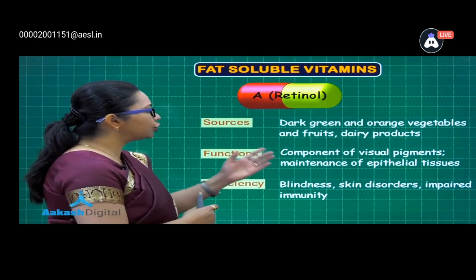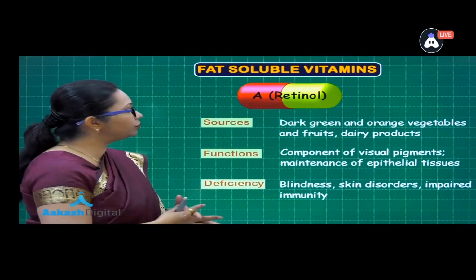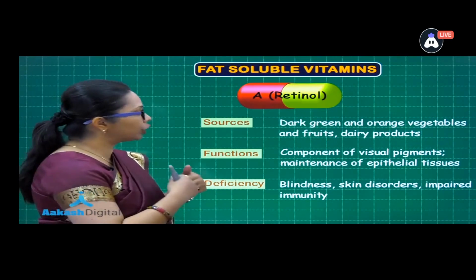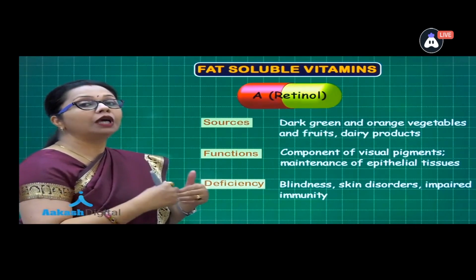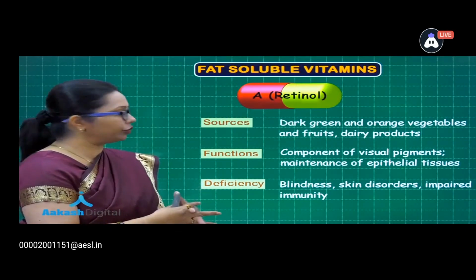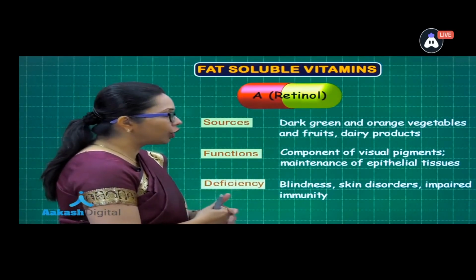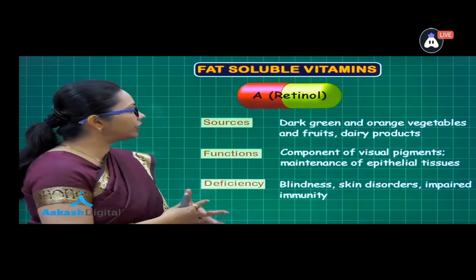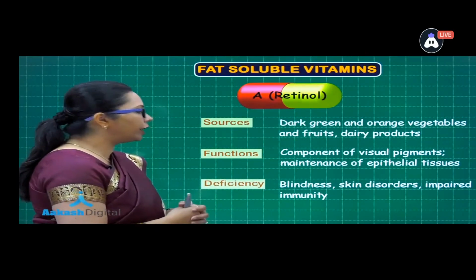and deficiency leads to blindness, that is night blindness basically. But if there is extreme deficiency, there would be entire blindness, because even the cones will not be able to function. And there are skin disorders because there will be excess keratinization and impaired immunity.